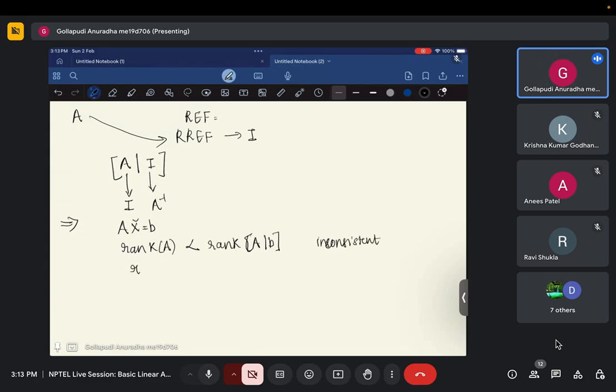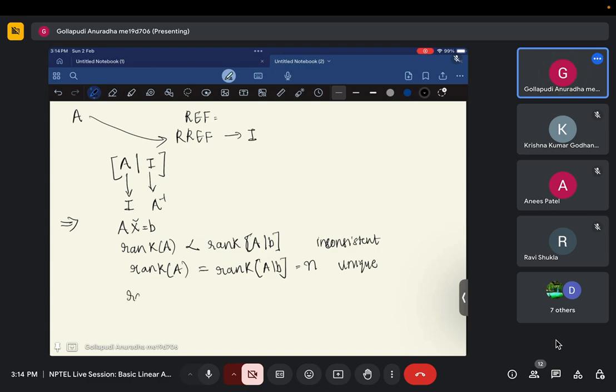If the rank of the matrix A is equal to the rank of the matrix A augmented B, and if it is equal to the number of columns, then we'll have a unique solution.